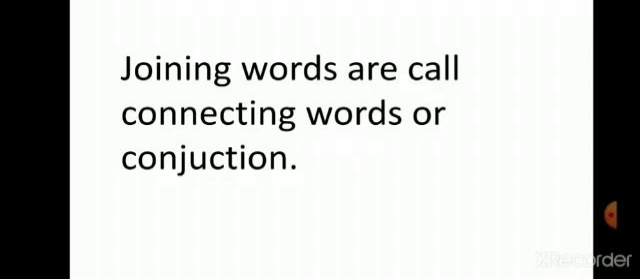In the same way, joining words also have other names. What are those other names? Some call them connecting words, and some call them conjunctions. So joining words, connecting words, and conjunctions are all the same. Okay, don't get confused. Joining words are also called connecting words, and connecting words are also called conjunctions in grammatical language, right? So you understood what today's topic is? Joining words.